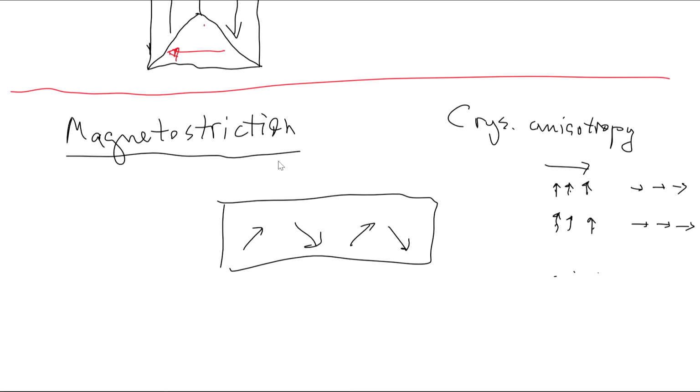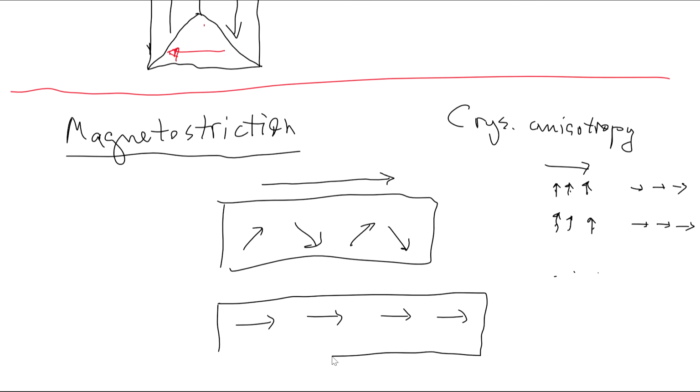So what can happen is that if we apply a field in this direction, magnetic moments would align themselves along the magnetic field. But it depends on the material, but what can happen is that the length of this material would increase as well, because we would change the interatomic spacing. This phenomenon is called magnetostriction. And magnetostriction is basically the length change caused by the alignment of magnetic moments.